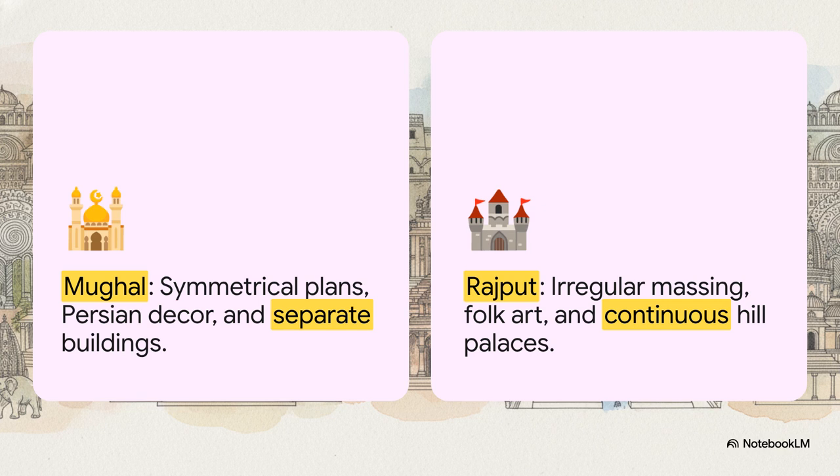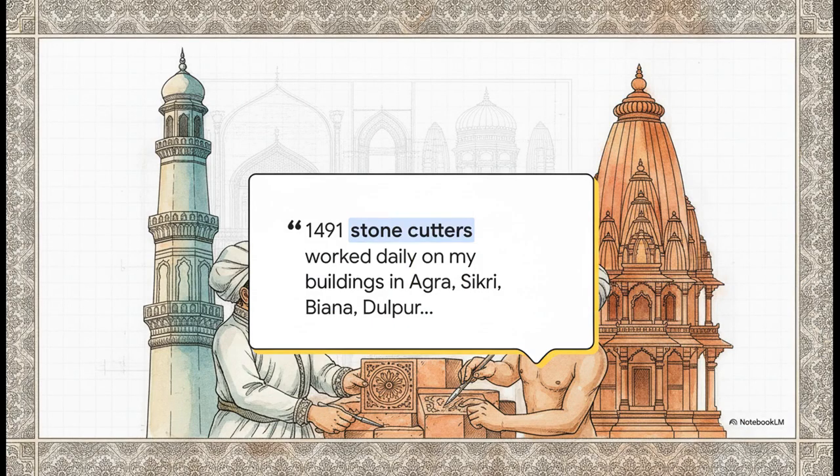Rajput guard palaces, though, grew organically. They had irregular massing, leaned heavily into local folk art, and were built continuously right into the sides of steep hills. But here is the real kicker.